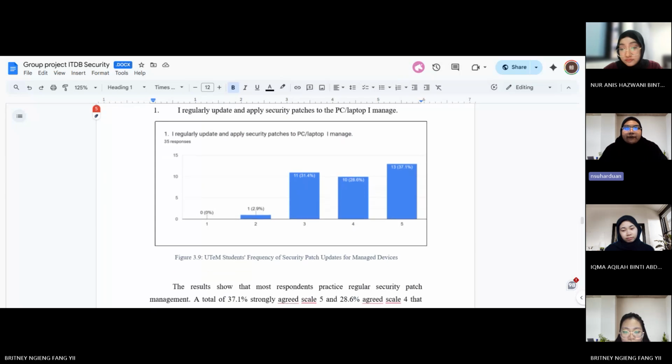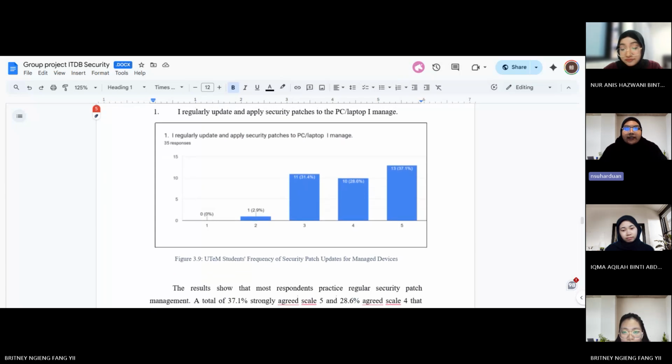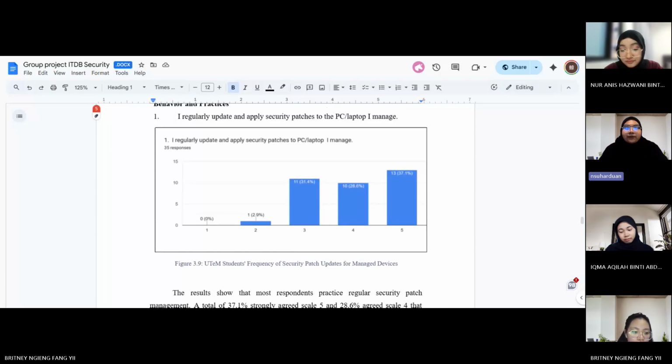Additionally, 31.4% selected neutral, scale 3, indicating moderate or occasional compliance. Only 2.9% disagree and none strongly disagree. Overall, this suggests a high level of awareness and positive behavior toward maintaining system security through updates, although some respondents may still lack consistency.